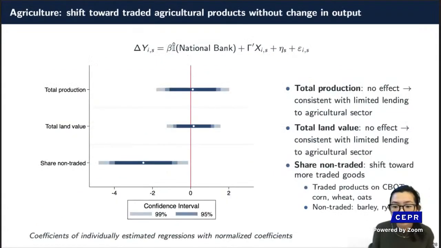Okay, so this is just a recap. This picture is just a recap of those three tables I went through. They're separately estimated regressions with normalized coefficients. And the point is just to emphasize that we don't see anything for total production or total land value, but we see this share of non-traded goods diminishing significantly.